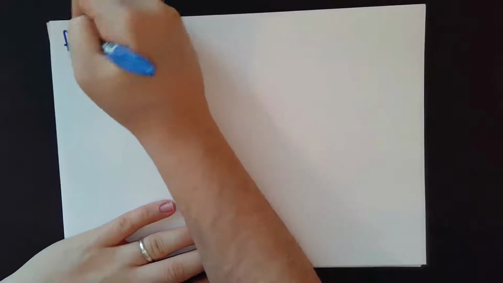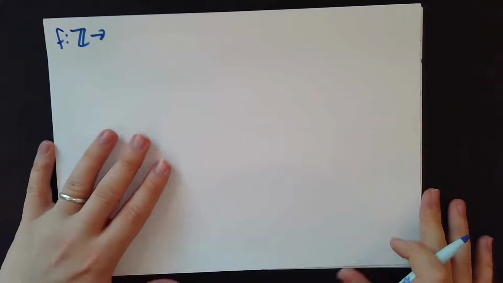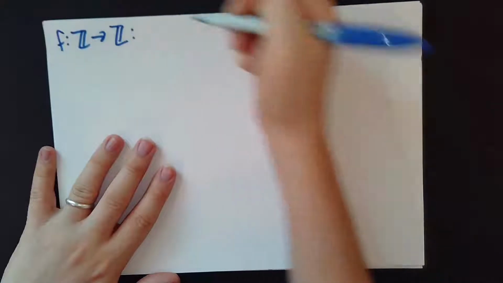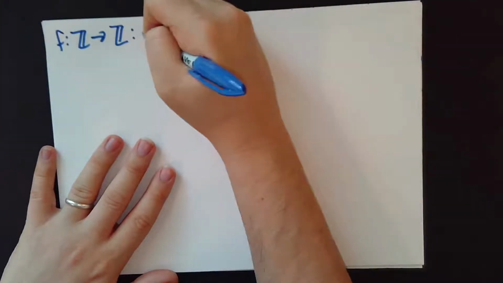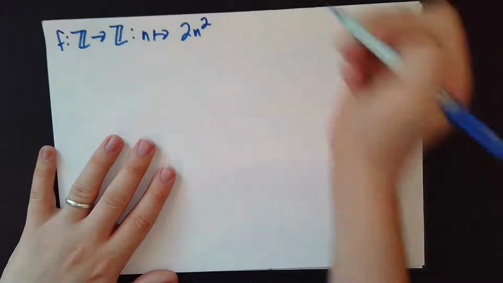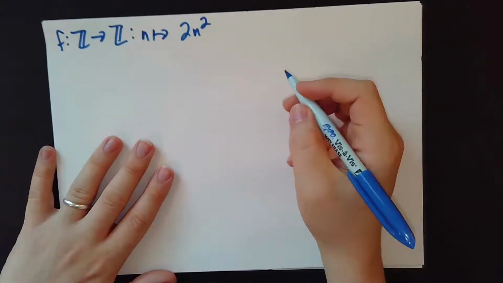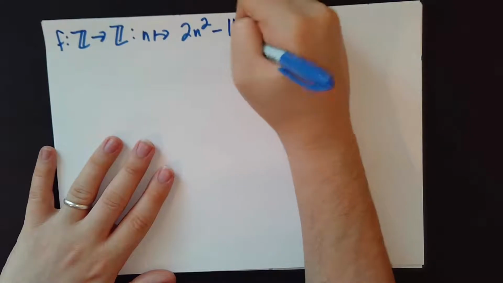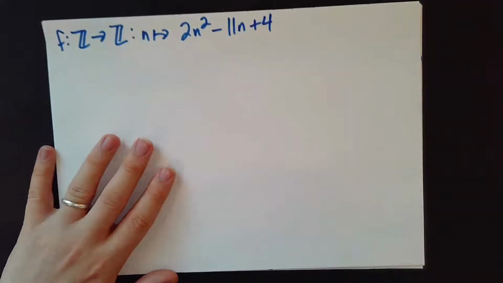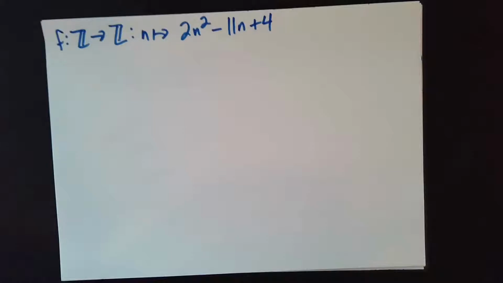Okay, so let me give you a variation on this question, and I'll give you some time to think about it again. So let's do f from Z to Z that takes n to 2n squared minus 11n plus 4. And I will give you a few minutes to look at this and decide whether you believe this is 1-to-1 or not.